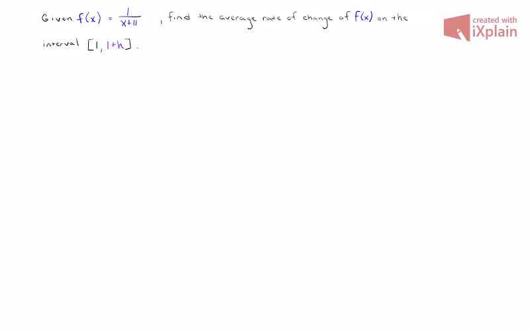Hi everyone, this video is in connection with lesson 1.3 dealing with the average rate of change using a function. In this particular example, our function is going to be 1 over x plus 11, so generically this is called a rational function because it takes on that shape or that appearance of a fraction.